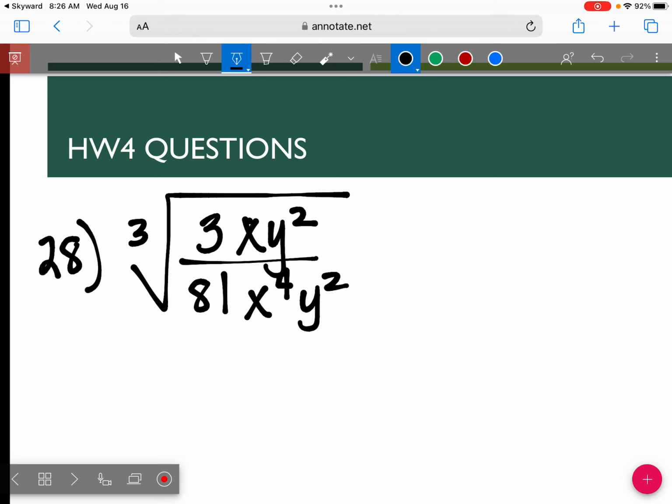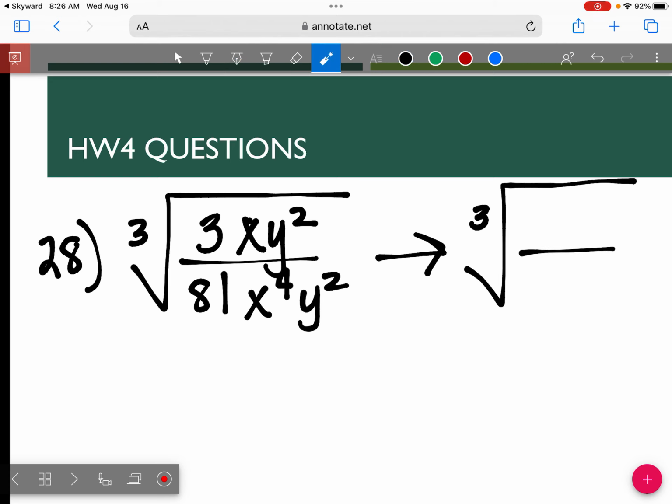Okay, so the first thing you're going to do when you see this is simplify what's underneath the radical. Before we deal with that index of 3, let's simplify what's underneath. So let's start with this fraction, 3 over 81. That actually can reduce down to 1 over 27 because you can divide both of these by 3.